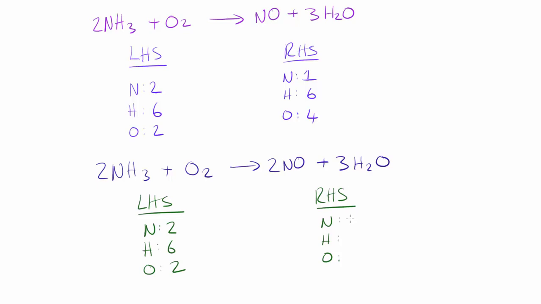So in effect, for nitrogen, it's multiplied by 2, right? So we've got 2, which is what we were mainly aiming for. For hydrogen, that change didn't affect the hydrogen, so it's just the same as before. And then for oxygen, because we put the 2 there, it's going to change the number of oxygen. It's going to be 2 times 1, so that's 2 plus 3, right? So that's going to be 5.